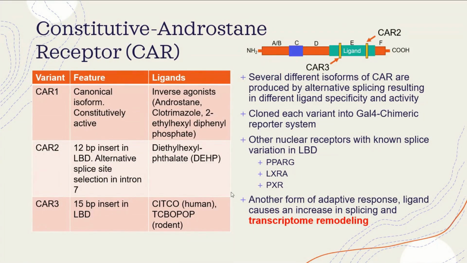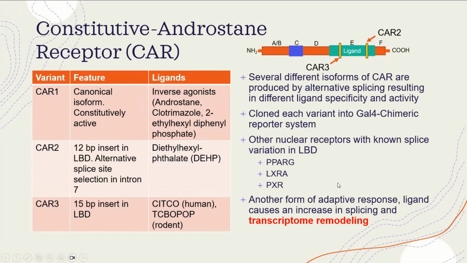Now, another thing about this particular receptor that we're finding is that there are different varieties of this receptor that are expressed. So these are splice variants, and the splice variants are just slight differences in the structure. So we have the wild type form, and we have a splice variant coming from the same gene, where the mRNA is displaced. So now we have a 12 base pair insert leading to a CAR2 construct, and then we have a CAR3 construct, which has a 15 base pair insert.